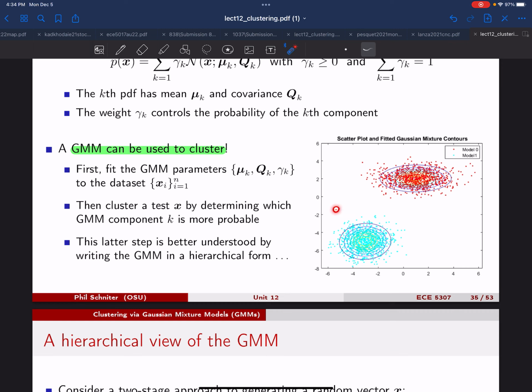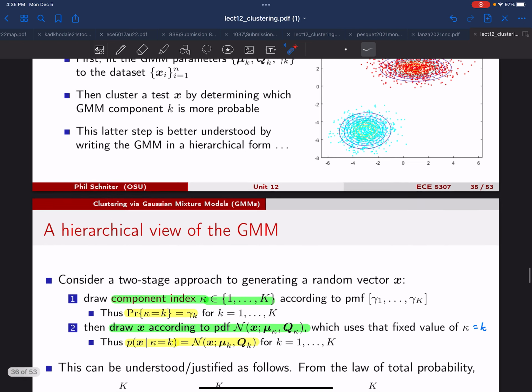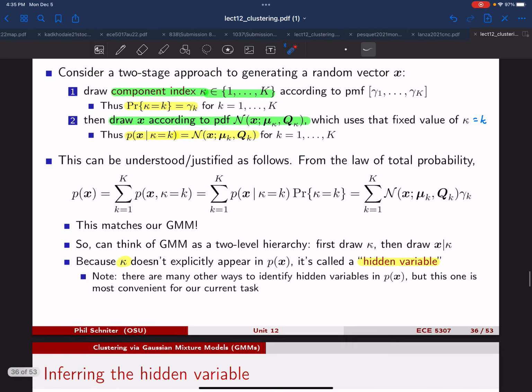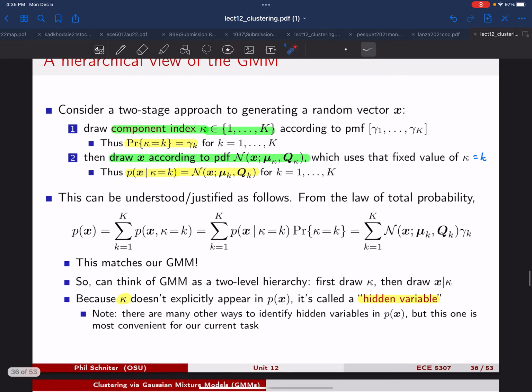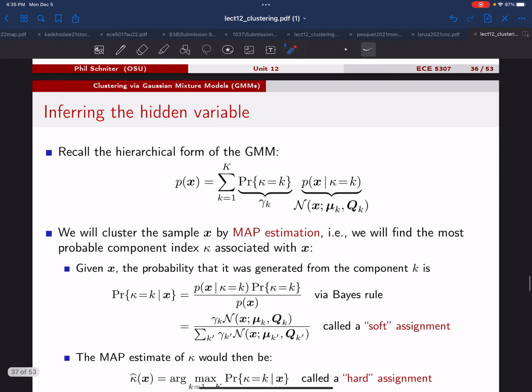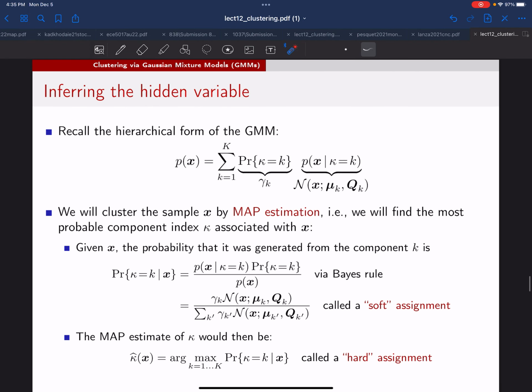If I get a sample here, I'm going to evaluate the probability that kappa equals 1 given the sample x, or I can also evaluate the probability that kappa equals 2 given x, and I can choose the higher of the two probabilities. That tells me the more probable value of kappa. All right, so let's just describe that last idea with some equations.